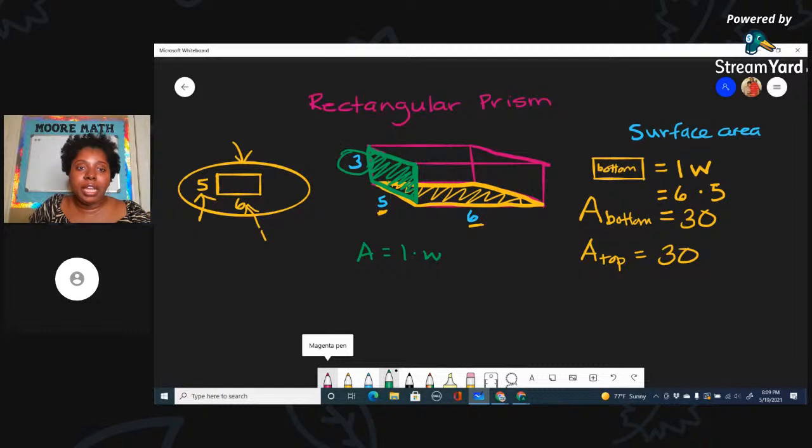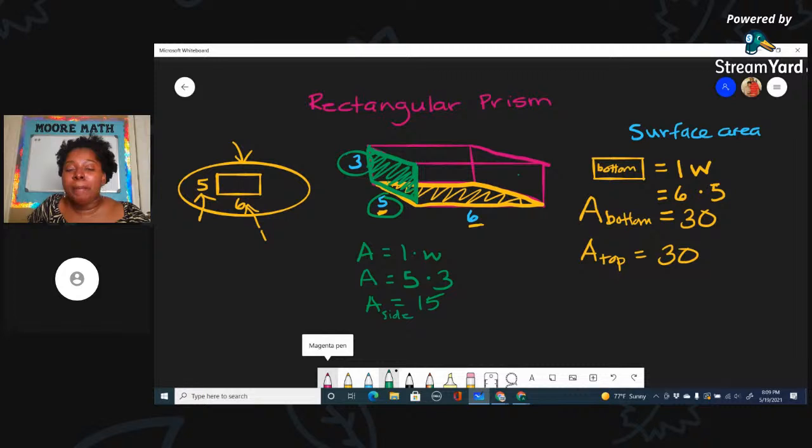So we have a 3 here and we have a 5. What are we going to do with both of these? Multiply them. Excellent. And 3 times 5 is? 15. All right. So this is side 1.